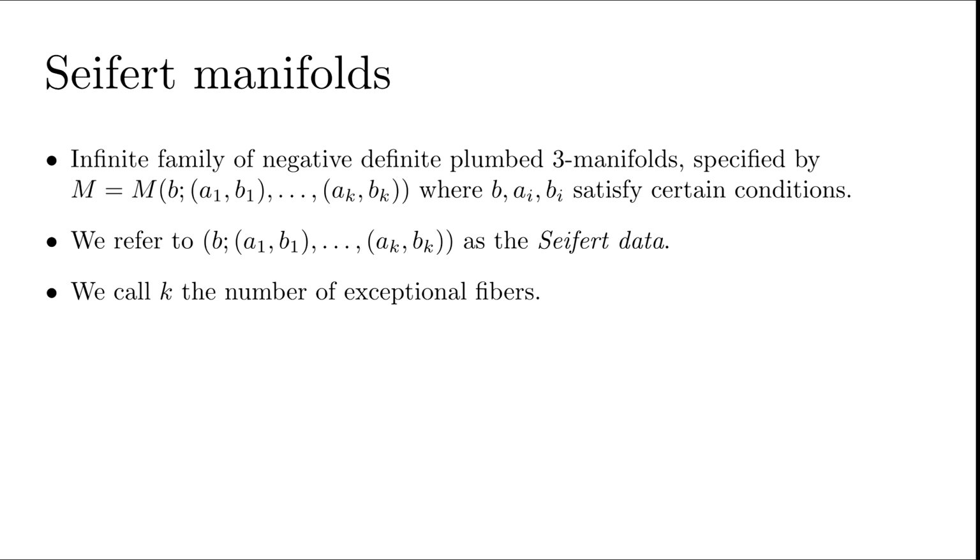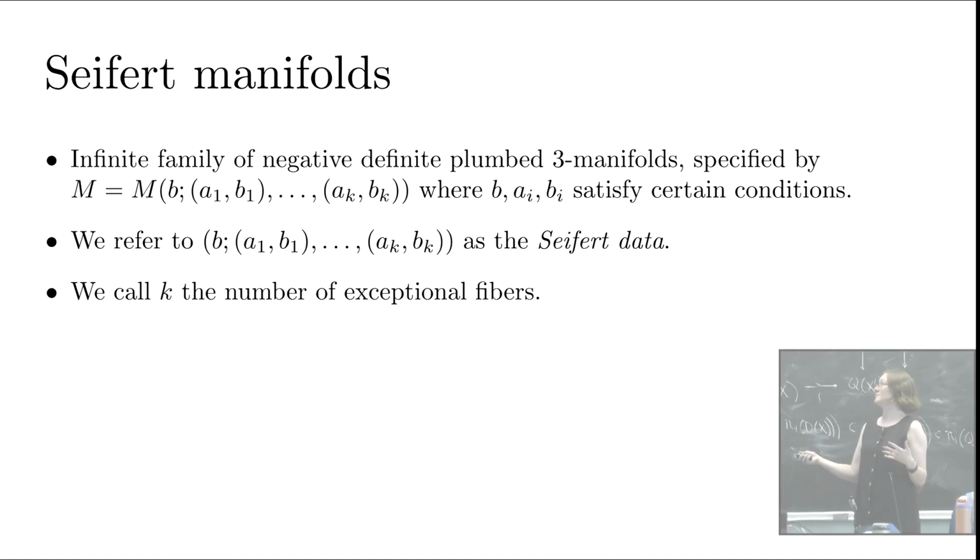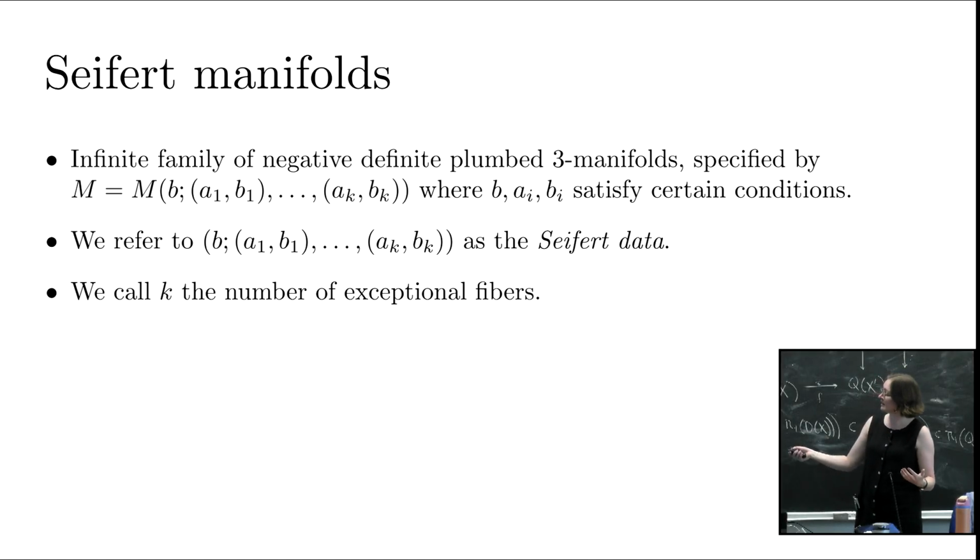So Seifert manifolds, for the purposes of this talk, are an infinite family of negative definite plumbed 3-manifolds specified by this set of data. You have some b and you have k ordered pairs, a_i, b_i. They have to satisfy certain conditions, and we refer to this tuple as the Seifert data, and we call k the number of exceptional fibers.